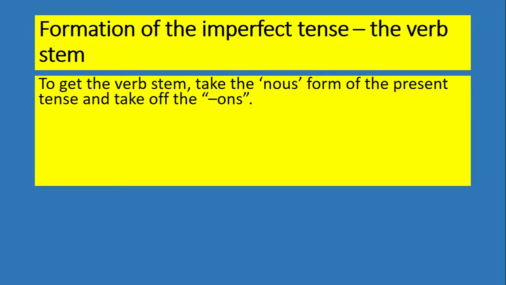The verb stem. So to get the verb stem, find the nous form of the present tense and take off the ONS. Now that's easy to say, but that's very hard to do in practice, because I can imagine that a lot of you out there are unable to conjugate verbs in the present tense. And if you can't conjugate a verb in the present tense, you won't be able to get to the nous form. And if you can't get to the nous form, then you can't take off an ONS to find the verb stem.